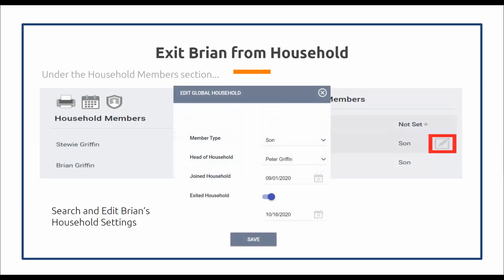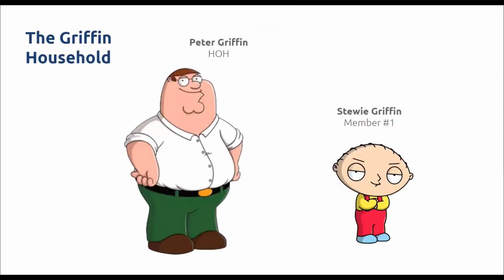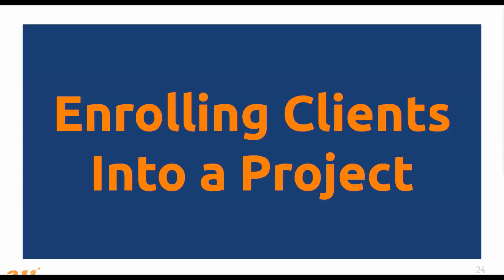Then a pop-up box will appear. You will need to fill out the member type and the head of household. The date joined will auto-populate for you. And then just make sure that the exited household toggle is on, and then provide the date exited. And then hit save. So if you're following along, this is what your current household should look like. Do we have any questions?